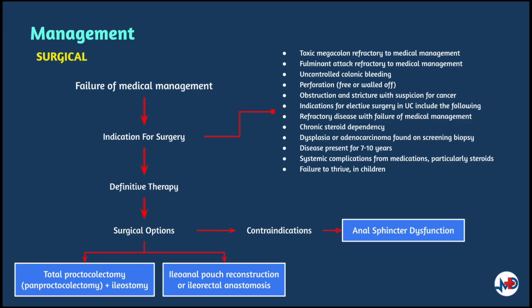So when is surgery contraindicated? The only absolute contraindication for surgery is anal sphincter dysfunction. Pre-existing incontinence due to neurologic impairment or other causes makes reservoir construction unnecessary and makes ileoanal pull-through inadvisable.